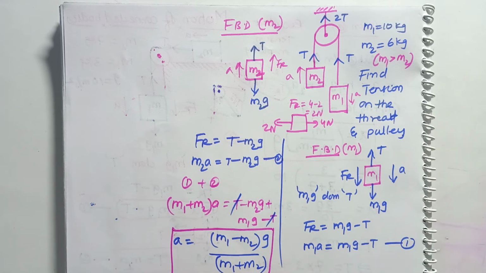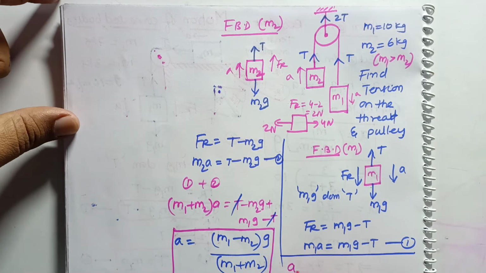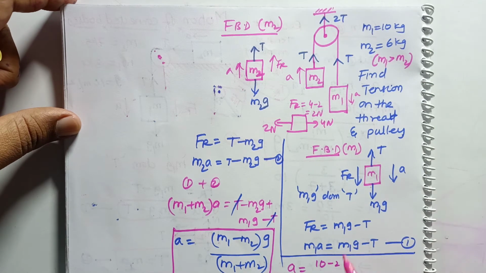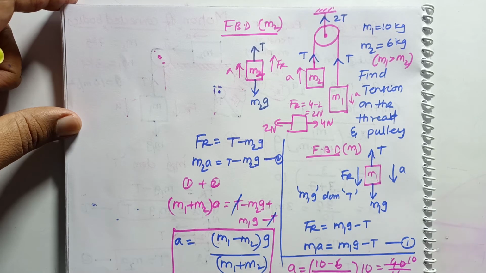So what is the acceleration according to this problem? Acceleration A is equal to M1 minus M2, that is 10 minus 6 according to the problem, divided by 10 plus 6, into G, let us consider to be 10. So 10 minus 6 is 4, 4 into 10 is 40, 40 by 16. So acceleration, how much are you getting? 10 by 4.